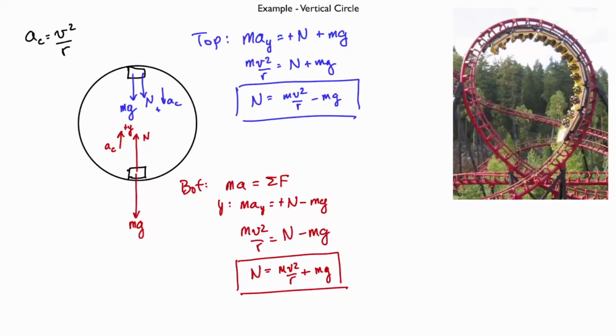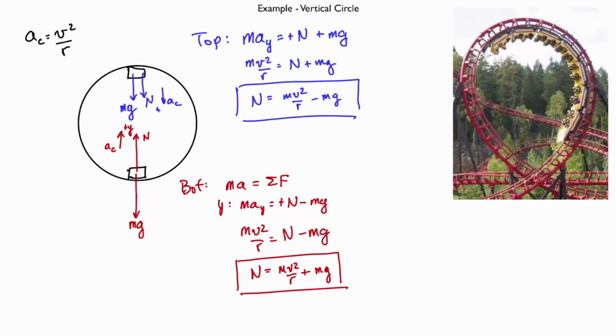The normal force, the force of contact between the roller coaster and the track, is different at the top and the bottom. The reason it's different is because gravity stays the same direction, but the orientation of the track is changing. So what does this mean for a rider on the roller coaster? What normal force are they going to feel at the bottom compared to the top?